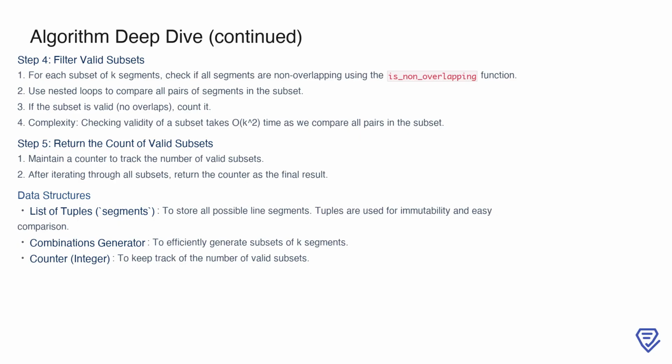Once all subsets have been processed and validated, the counter will represent the total number of valid subsets of k non-overlapping segments. This step is critical because it ensures that our result adheres to the problem's constraints. Along the way, we leverage efficient data structures like lists for storing segments and combinations generators to minimize overhead. With the subsets filtered, the final step is simply returning the count of valid subsets as the result.